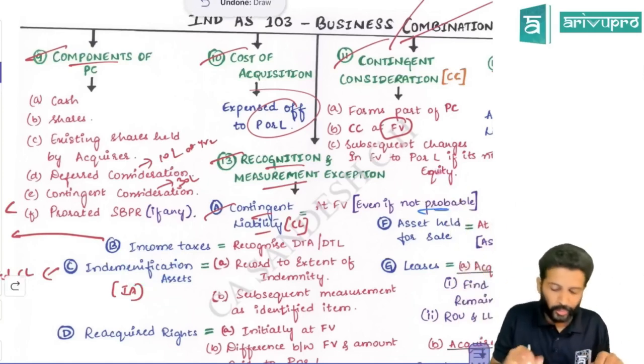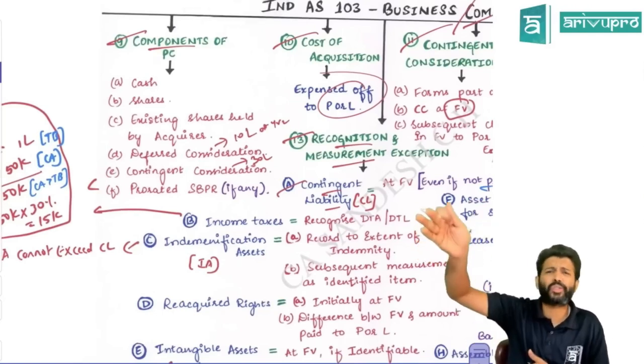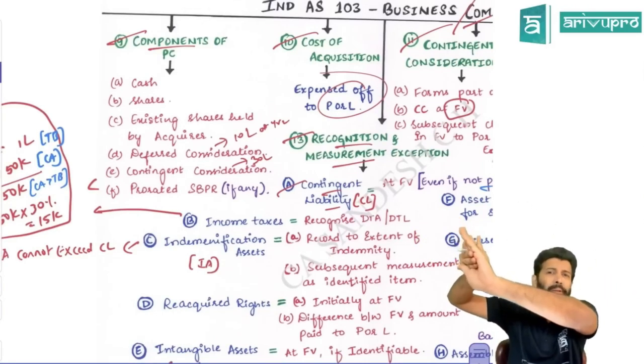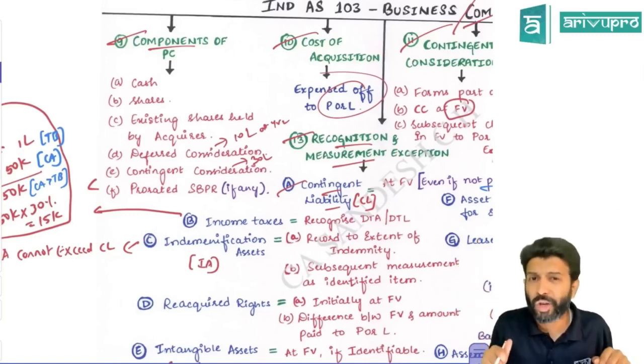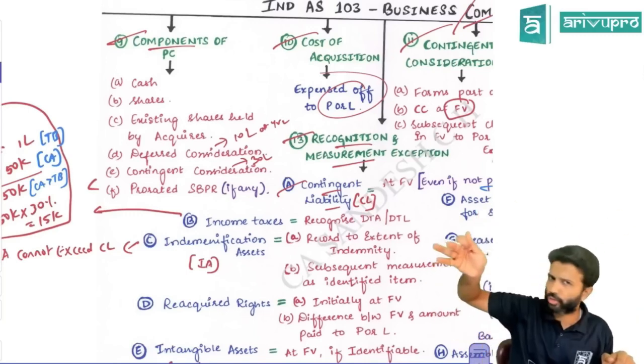Another related one is indemnification asset. Now somebody has filed a case against the subsidiary company, meaning the case is going on. Now the parent has acquired the subsidiary company. So do you think the parent would like to take this obligation on their head? No. The parent may tell the subsidiary company, boss, it is your case going on.